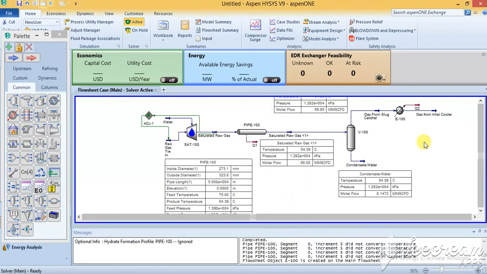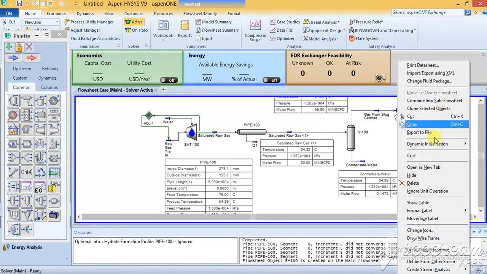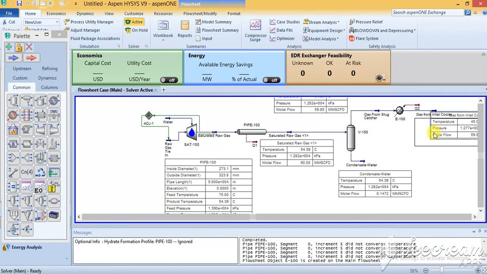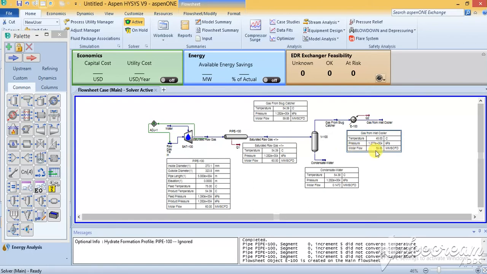0.9993. Now I will see what changes have been going on till now, how the mass flow, molar flow rate, temperature and pressure are changing along with the simulation. If I see from here, the molar flow is almost the same, that is 59.85 that we were having here, and only the temperature and the pressure have changed based on our requirement. Now the gas from the inlet cooler has been taken off.